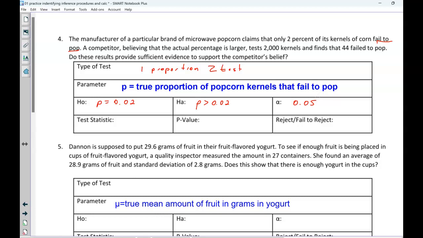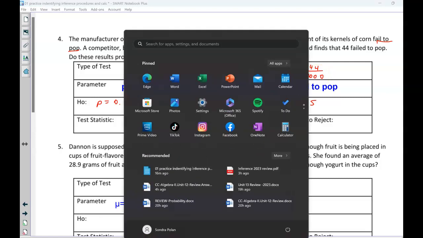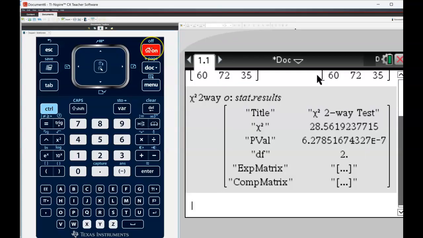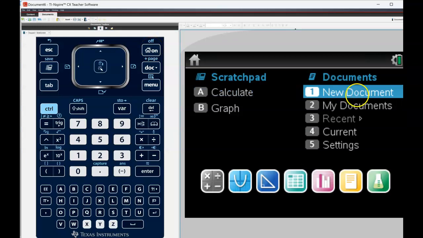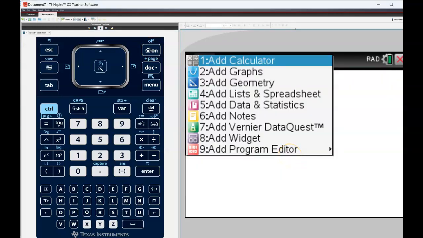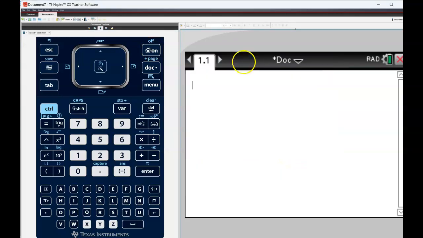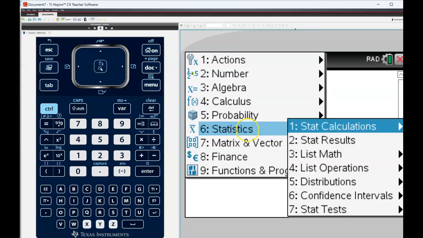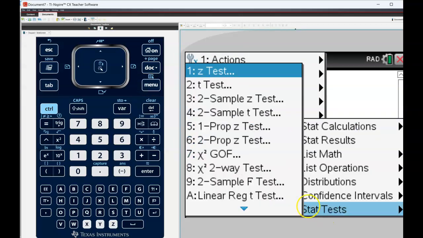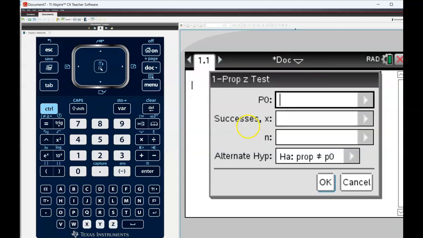So we're going to get the test statistic, and what we're going to enter into the program is 44 out of 2,000. Okay, so let's go into the program. And again, I always think it's a good idea to start on a new document to avoid errors. And we're going to do menu, statistics, stat test, one proportion z-test, that's number 5.